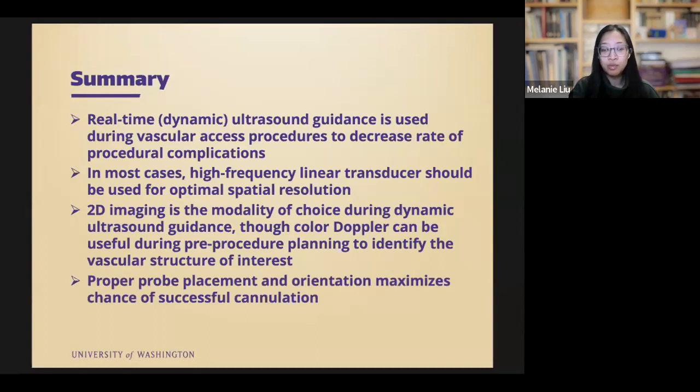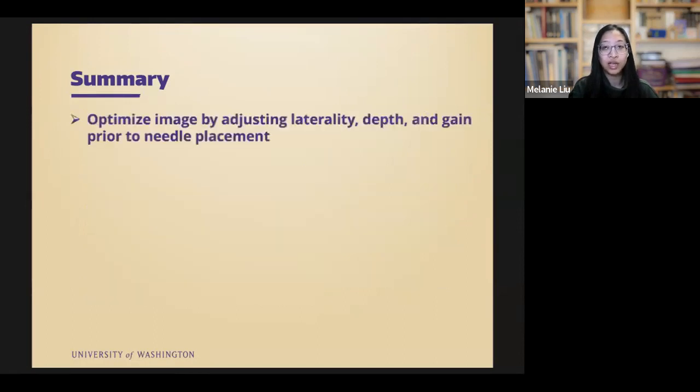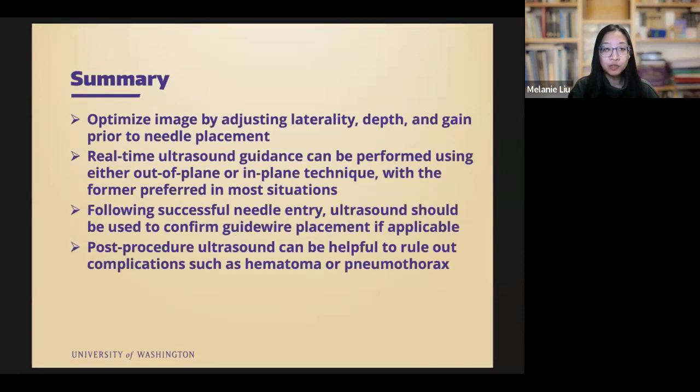Other things to mention, you need to make sure that you are choosing the appropriate probe and the appropriate orientation to maximize your chances of successful cannulation. You want to optimize your image by adjusting your laterality, depth, and gain prior to actually needling the patient. And then you can do this either with out-of-plane or in-plane technique. And most of us, I think, prefer the out-of-plane technique in these situations. Following successful needle entry, the ultrasound imaging should also be used to confirm guide wire placement, as well as to rule out complications such as hematoma or pneumothorax.